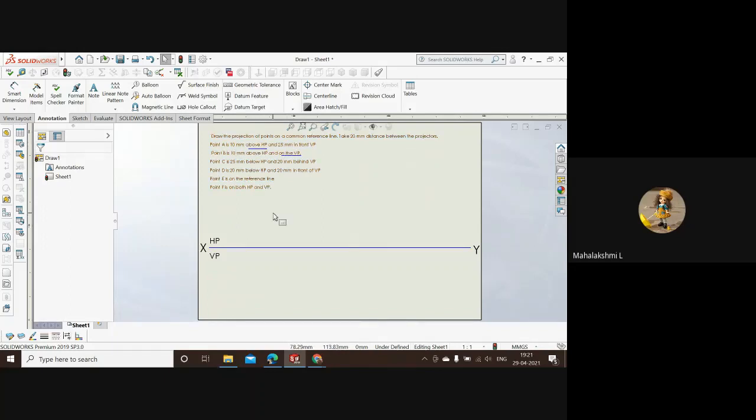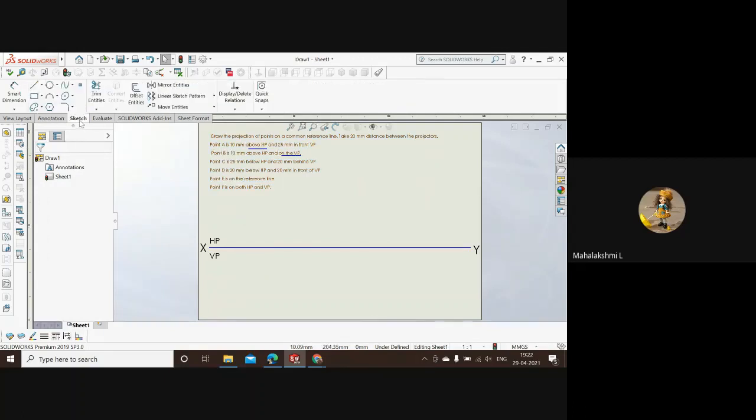Second thing is below HP. If they have given you below HP, you have to draw it below the XY plane. Next, for VP, it is front and behind. If it is in front of VP, you should draw it below the XY plane. If it is behind VP, you should draw it above the XY plane. So first, let's take up the point A.